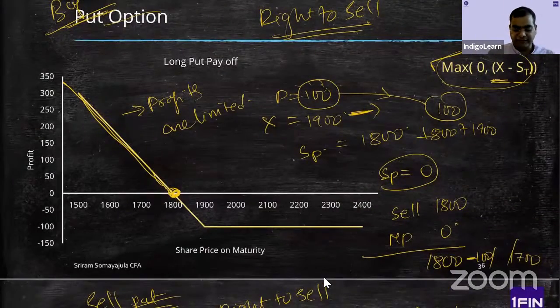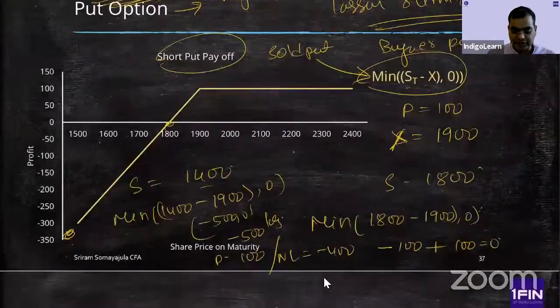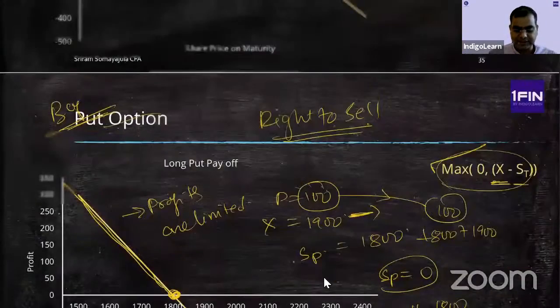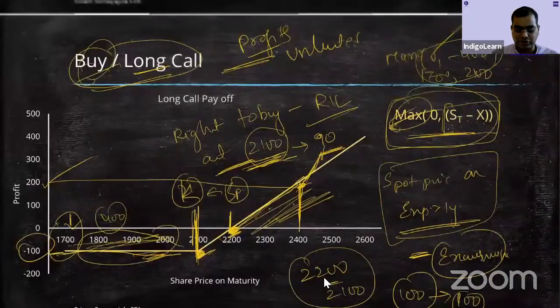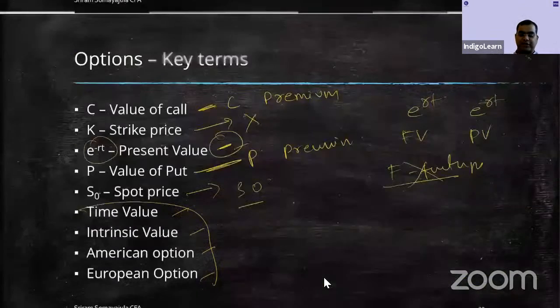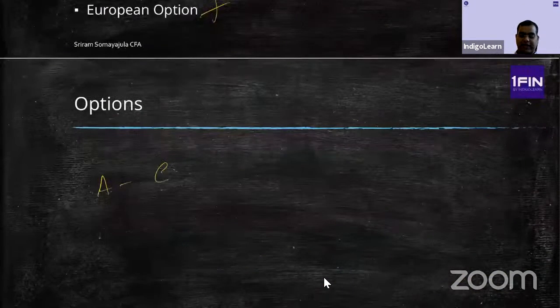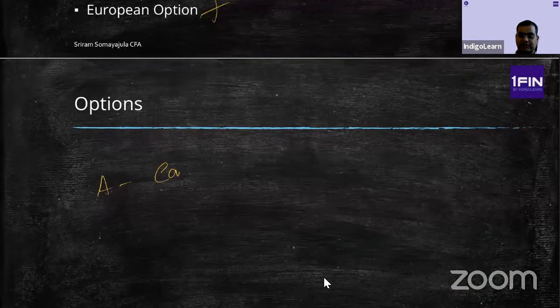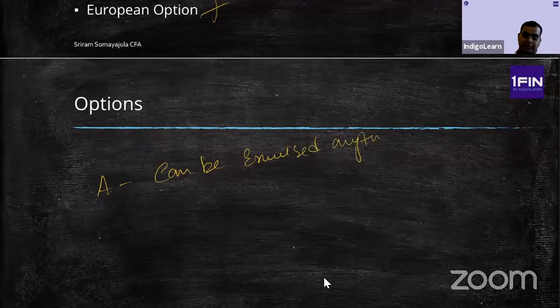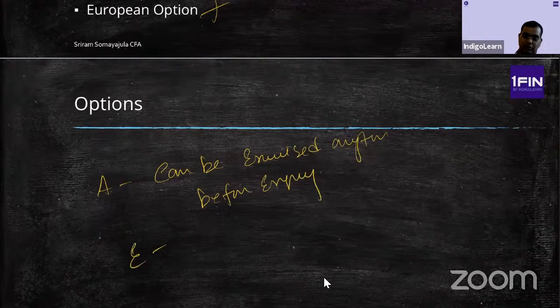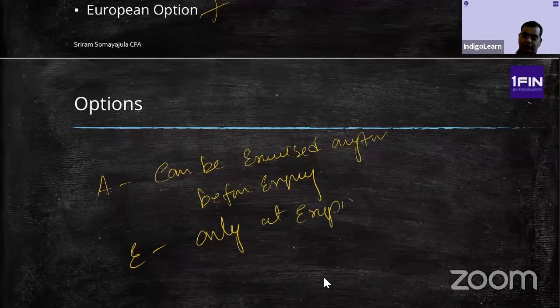Now, after having understood this, I said I will also teach you a couple of more concepts, which are time value, intrinsic value, American option, European option. So first, American and European. An American option can be exercised anytime before expiry. A European option only at expiry.